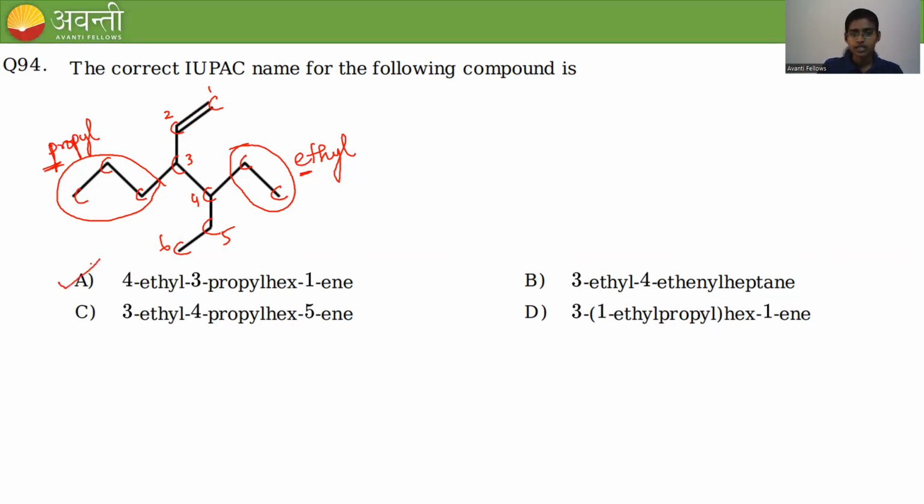So option A is the answer. So 4 ethyl, 3 propyl is the prefix, and hex is the root word, and ene is the suffix. An IUPAC name contains all these things, right? Prefix plus root word plus suffix. So option A is the answer.